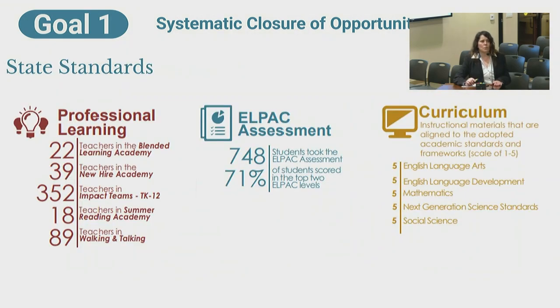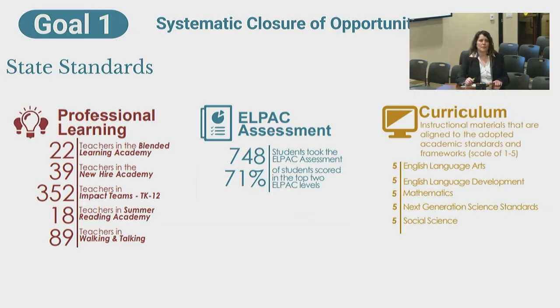So the next part of Goal 1 addresses state standards, and we evaluate that in Lammersville by professional learning opportunities, our LPAC assessment for English learners, and our curriculum. In professional learning, we had 22 teachers take part in blended learning, 39 teachers in the New Hire Academy, 352 teachers took part in impact teams training, 18 teachers Summer Reading Academy, and 89 teachers took part in walking and talking. For the English language proficiency exam, we had 748 students take the assessment, and 71% of those students scored in the top 2 levels.